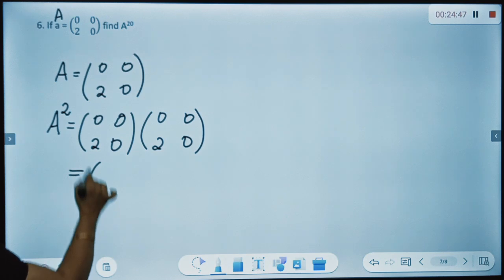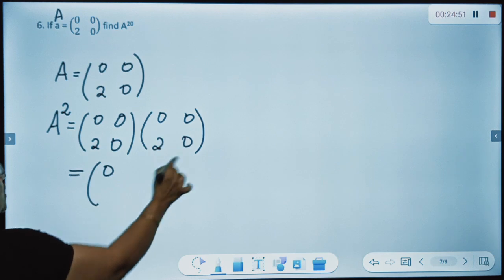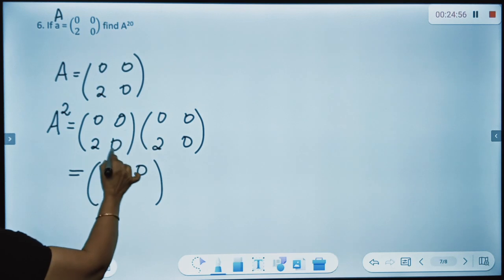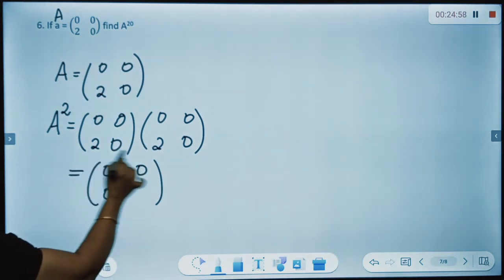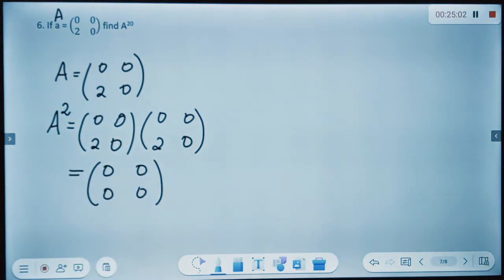First row, first column, you can see it is 0. First row, second column, 0. Second row, first column, 2 into 0 plus 0 into 2, again 0. Second row, second column, 2 into 0 plus 0, 0. So A square is 0.